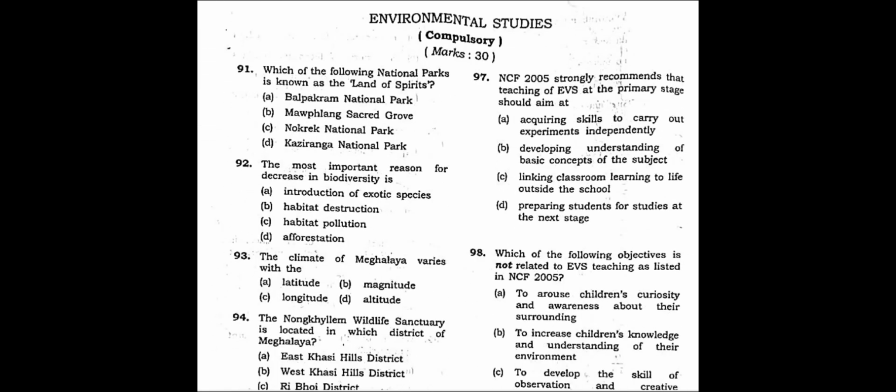So let's go to our question. The question is here. All right, good. So question number 1, let's see straight away. What does it say? Which of the following national parks is known as the land of spirits? This is a very positive and a very good question for Garo Hills people, especially those who stay in South Garo Hills. This is a lottery type of question for you.